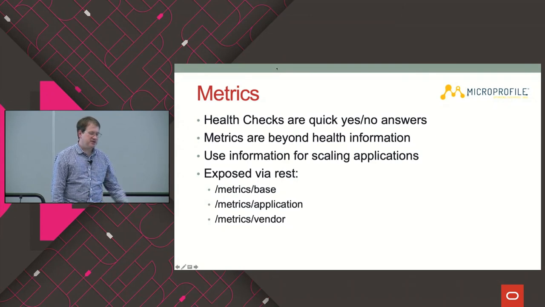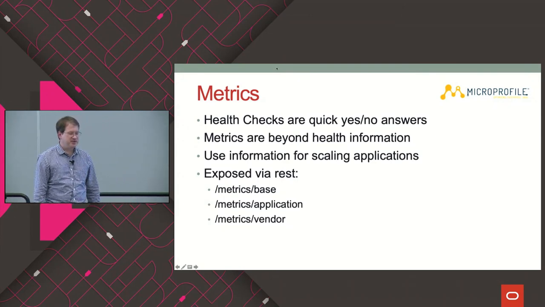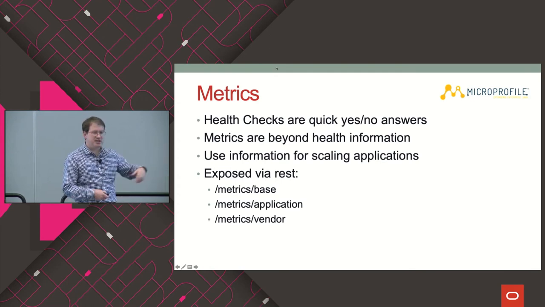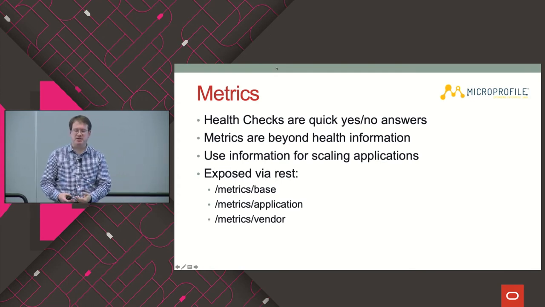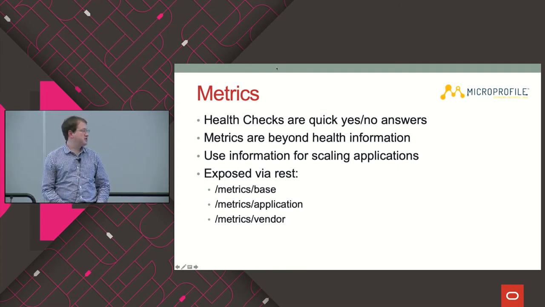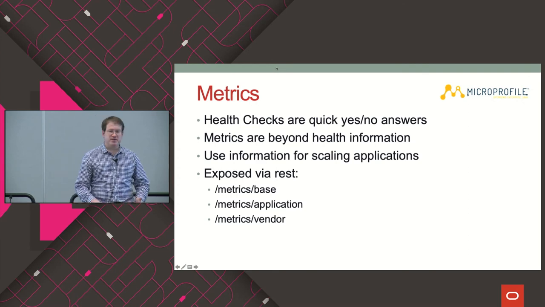Metrics. Health checks are simply a yes or no. Metrics provide information beyond health check. They allow you to record how often a method has been invoked, stuff like that, and they're exposed via REST. Now there are base metrics, which the container must provide, which is just basic information about its operating environment. Application metrics, which provide metrics from the applications, and then metrics from the vendor that are vendor specific.